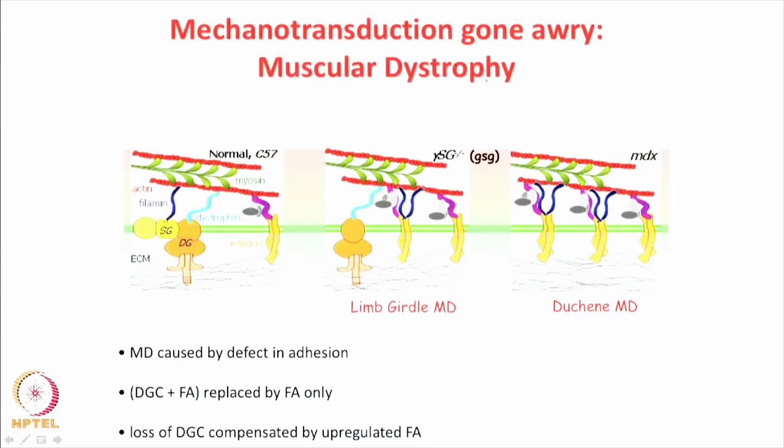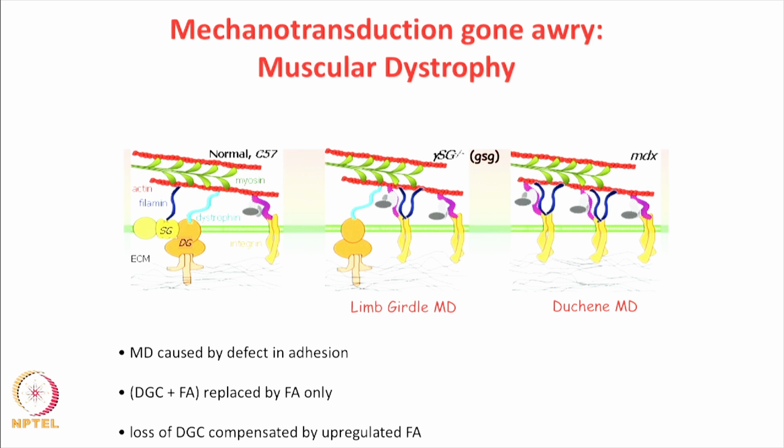So, this also brings us to the question of what would happen if this signal propagation, or one or more elements of this network which connect the outside to the inside, is perturbed. So, I would like to take a simple example of a disease where mechanotransduction is perturbed. This disease is called muscular dystrophy.